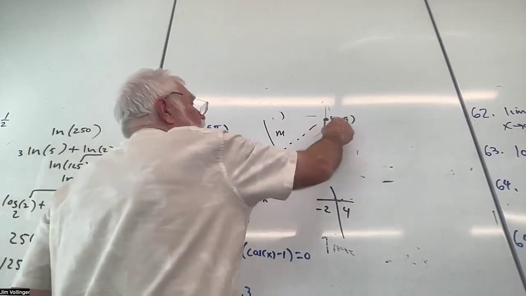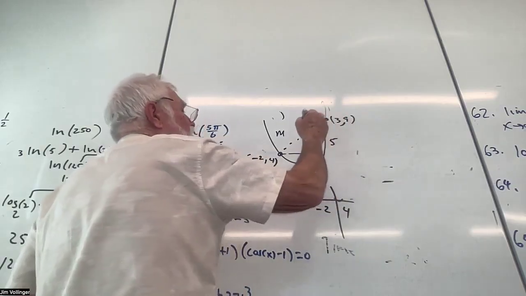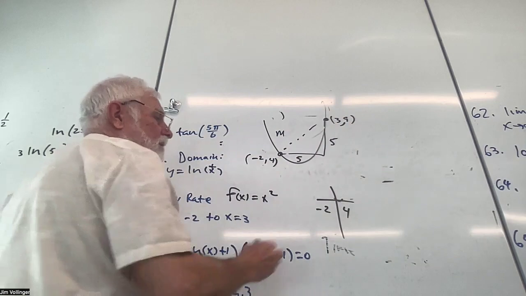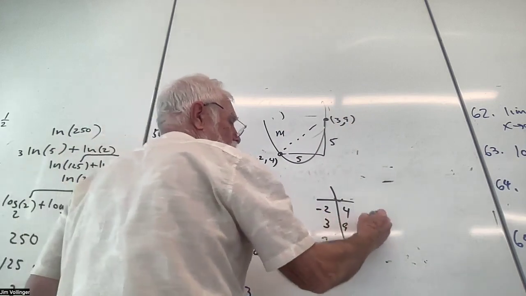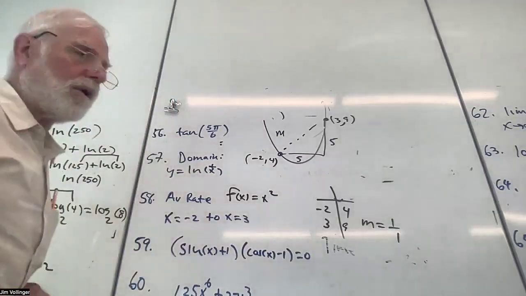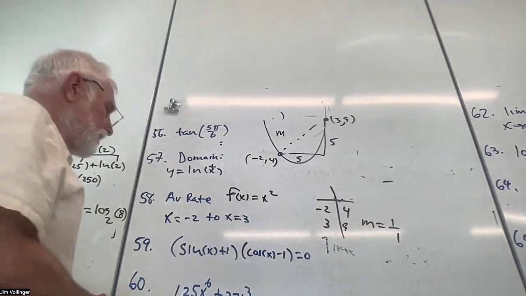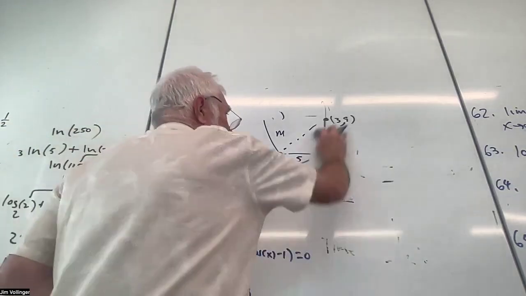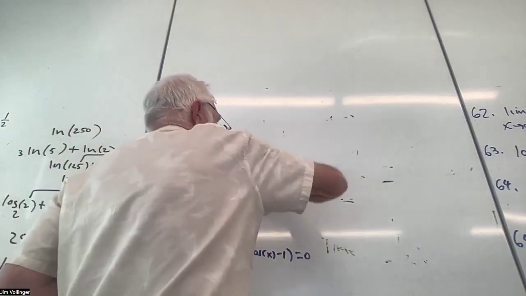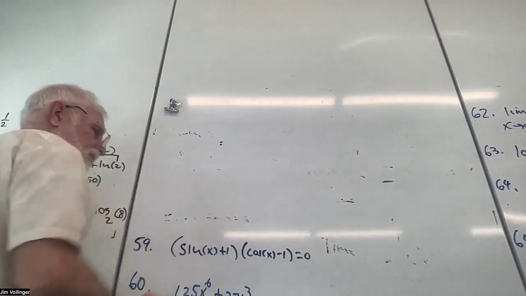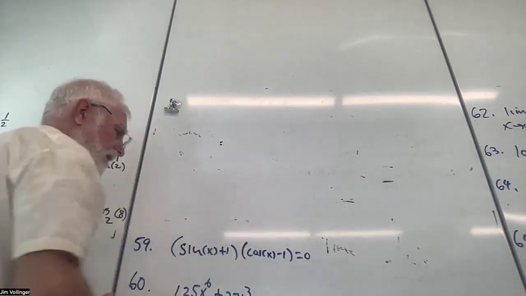Well, how did I get from 4 to 9? I went up 5. How do I get from negative 2 to 3? I went to the right 5. So what's the slope between these 2 points? 1 to 1. It's a 1-to-1 ratio of change. All right. And I'm asking that question because in my calculus classes, my kids did not know that coming into the classroom, and I think you should. Shouldn't have to waste time on that in the calculus class.